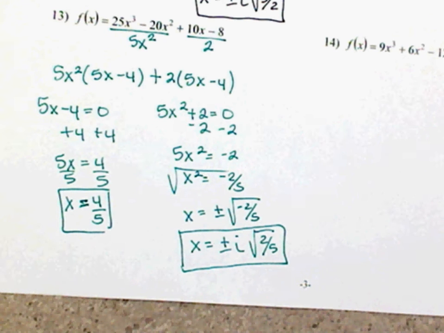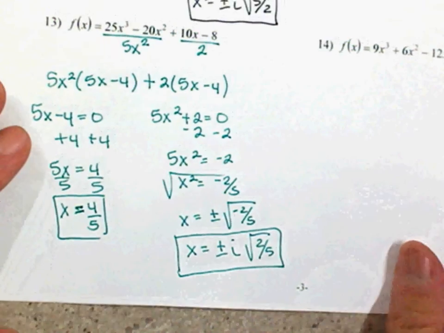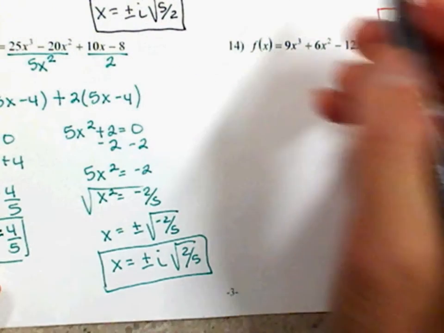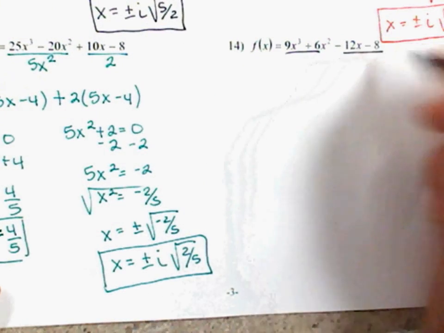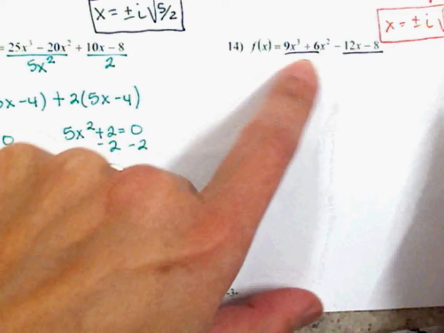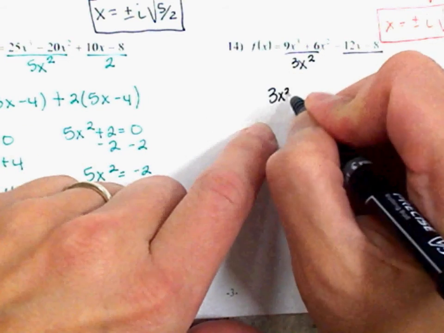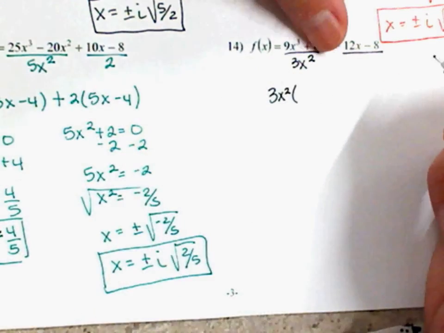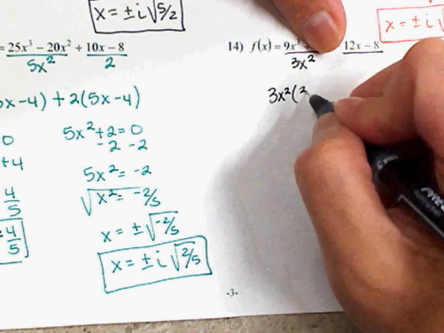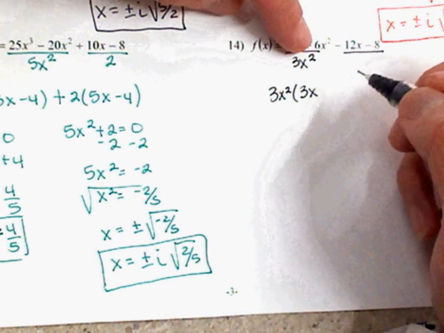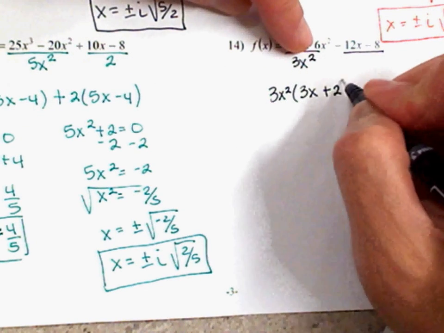Number 14. Alrighty. Group the first two, group the last two. What do these two have in common? A 3x squared. So factor out your 3x squared. So when you do, 9 divided by 3 is 3 with an x. 6 divided by 3 is 2. The x cancels out. Bring down your minus.